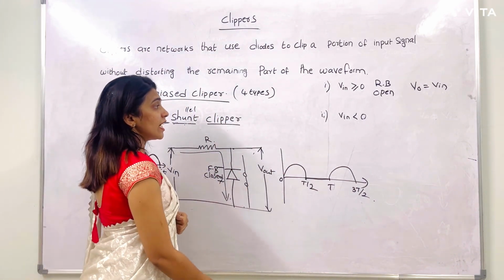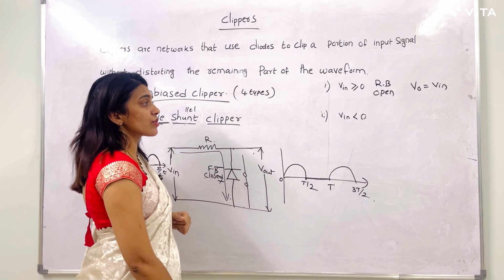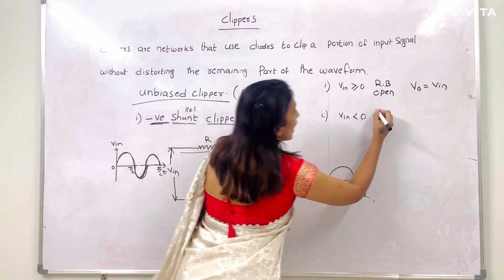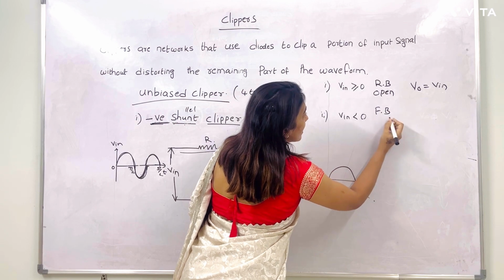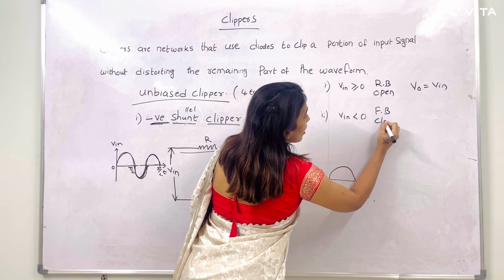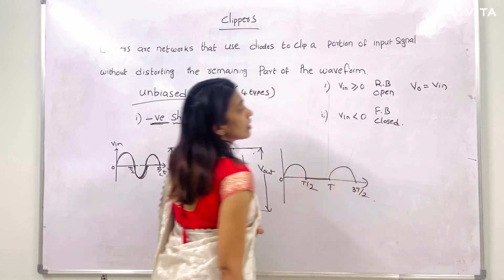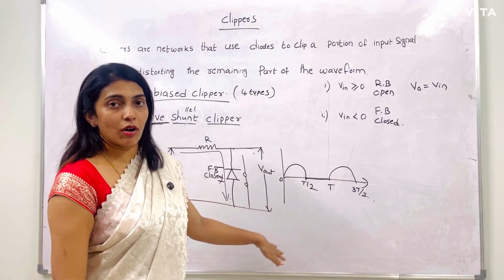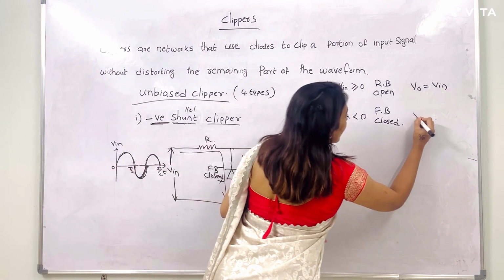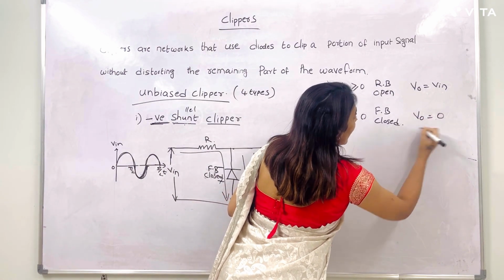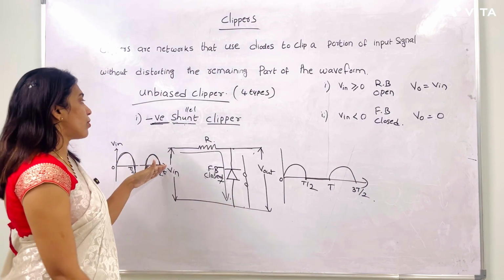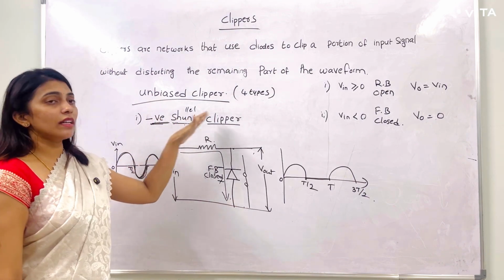So V0 is equal to the input voltage. Next, Vin less than 0, meaning during the negative half. During the negative half, the diode is going to be in forward bias condition, acting like a closed switch. Right? If it is a closed switch, the total input is shorted to ground. So that is why at the output side we do not get any output. V0 is equal to 0. This is what the negative shunt clipper is about.